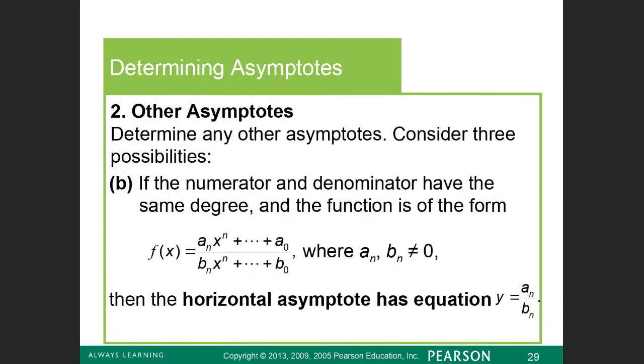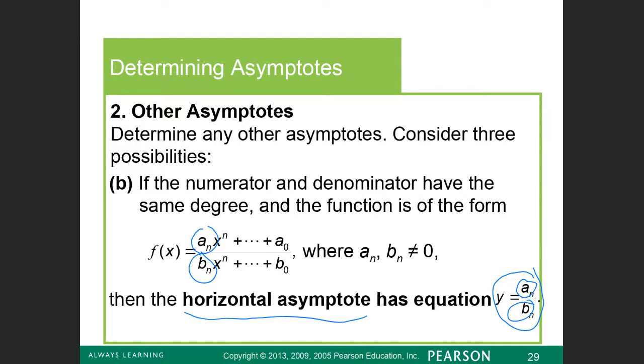So for 2b, if the numerator and denominator have the same degree, then we can have a horizontal asymptote, y is equal to a_n over b_n. Where your a_n is the leading coefficient on the top, and that's our a_n here. Our b_n is the leading coefficient at the bottom.